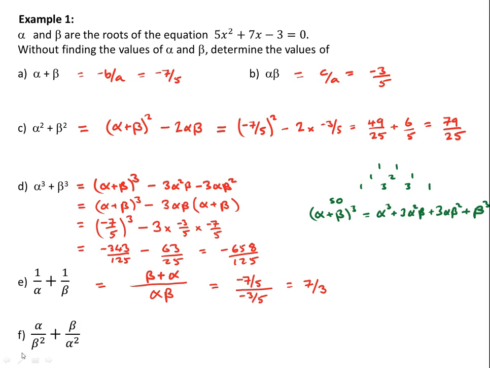And finally, for this question, we've got alpha over beta squared plus beta over alpha squared. A similar process can work. We can write the addition of the two fractions as a single fraction. If we introduce a common denominator, the common denominator is going to be beta squared alpha squared. Alpha over beta squared is the same thing as alpha cubed over beta squared alpha squared. Beta over alpha squared is the same thing as beta cubed over beta squared alpha squared.